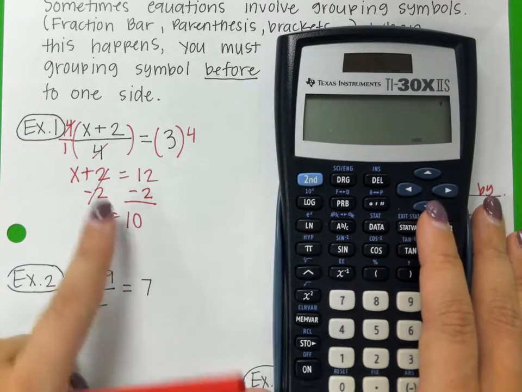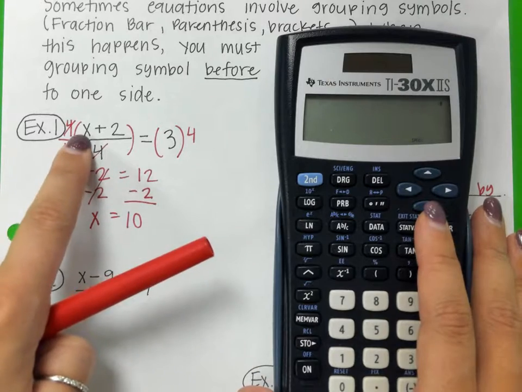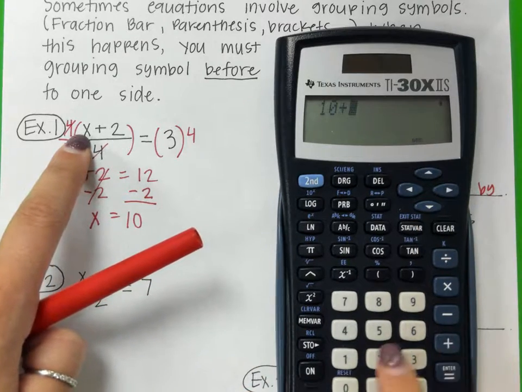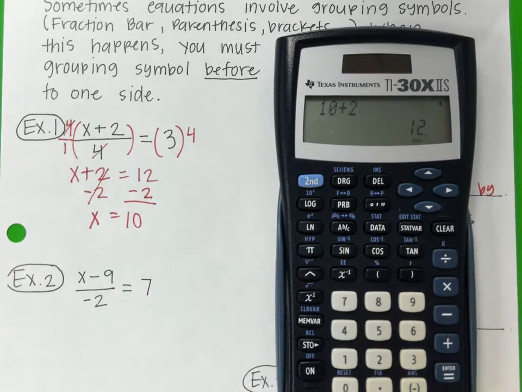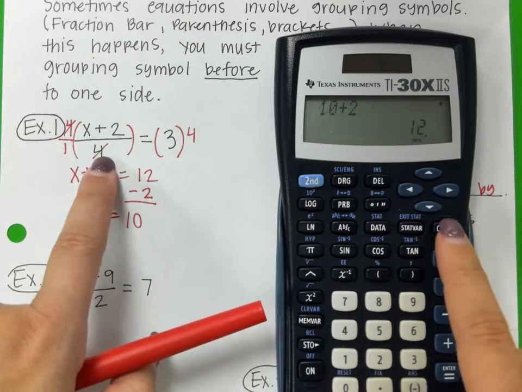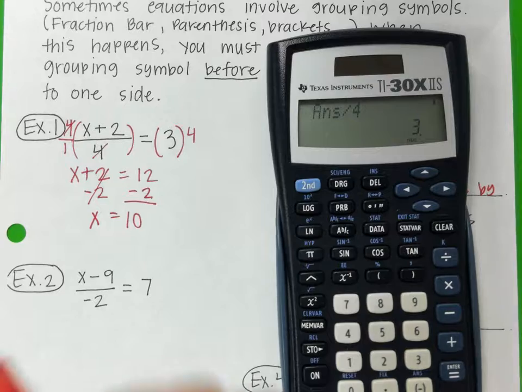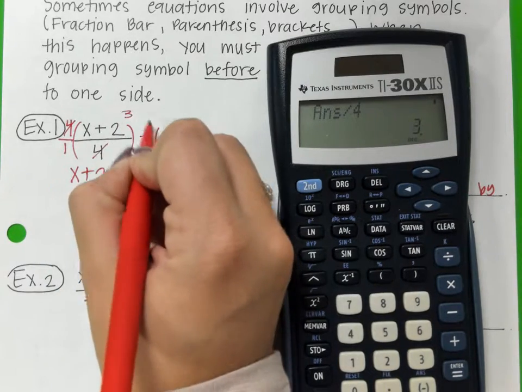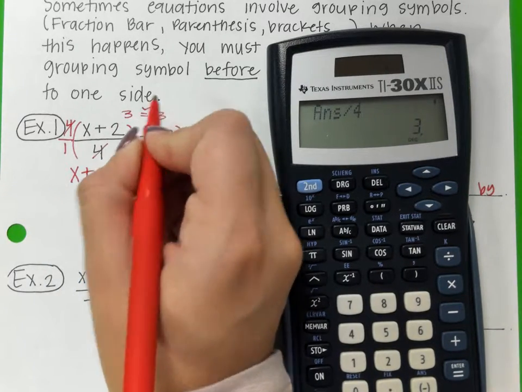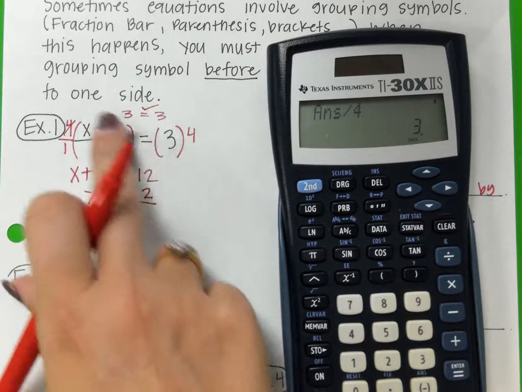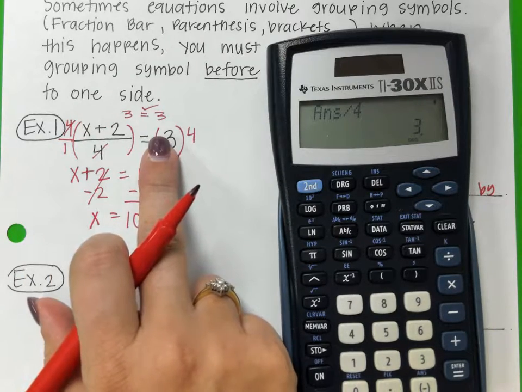So if I'm plugging this in, that means I'm plugging in 10 for x. So I have 10 plus 2, which gives me 12. And then I have to divide that by 4, which gives me 3. Is 3 equal to 3? Yes, so my answer is correct. So this is the only thing that I want to see for checking from here on out.